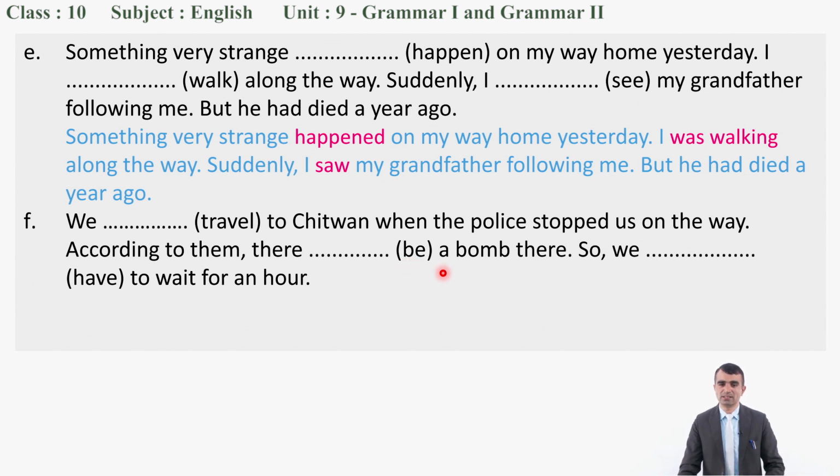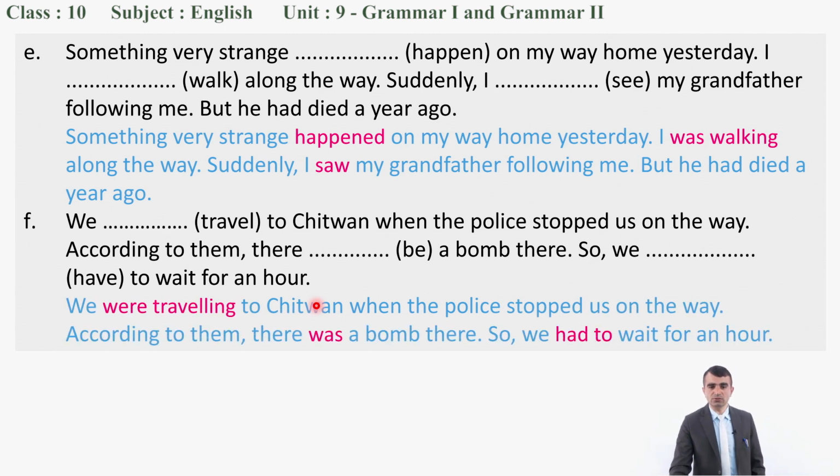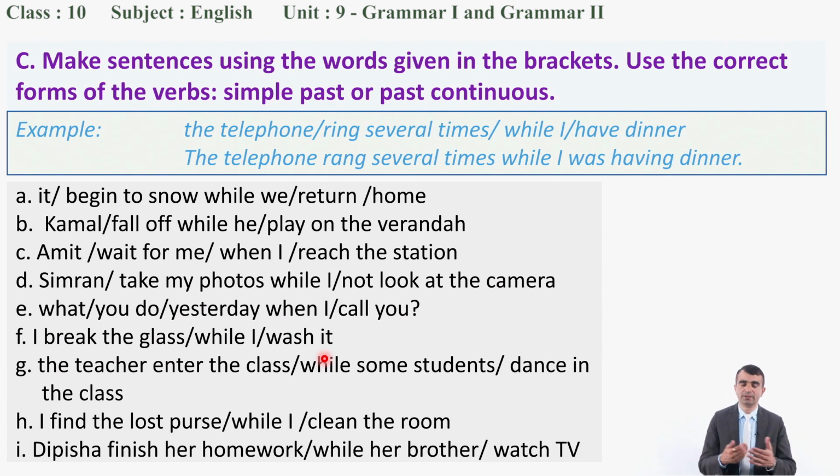According to them, there was. Good. B is given, so was. A bomb there. So we did have to wait for an hour. We had to wait. Okay. So we were traveling to Chitwan when the police stopped us on the way. According to them, there was a bomb there, so we had to wait for an hour. Good. Okay, now let's go to C.